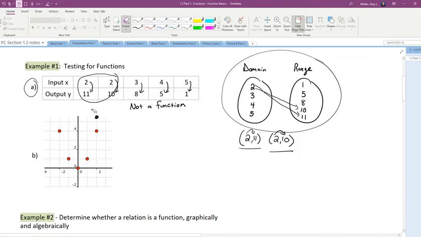And so the test that we do, especially if you have a graph, is what's called the vertical line test, the VLT.